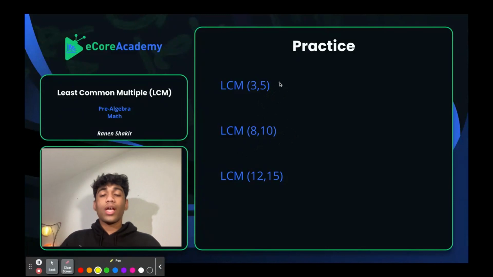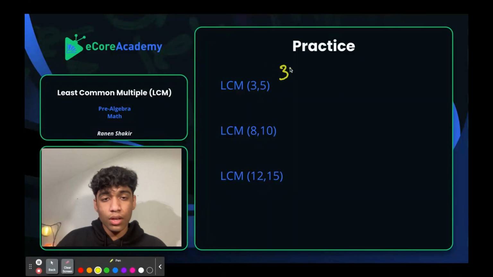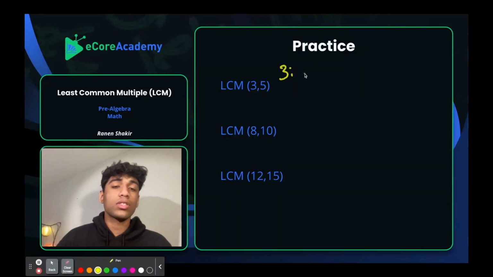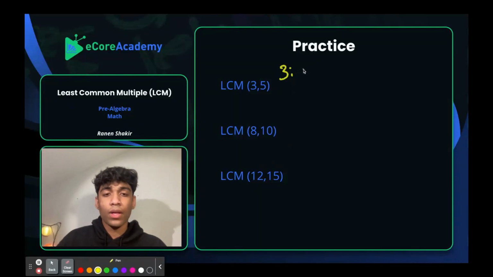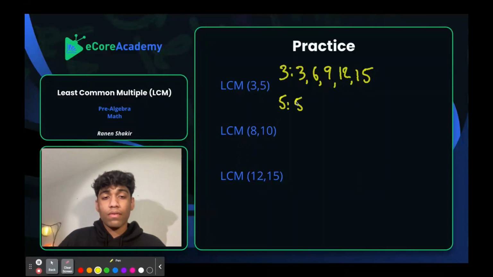For the LCM of 3 and 5, the way I'm going to teach you how to approach this is that we're going to write it out. Once you get used to it and start practicing, you won't have to write it out anymore, but let's write it out for the sake of learning. Let's write out the first 5 multiples of 3. You should have 3, 6, 9, 12, 15. Now let's write out the first 5 multiples of 5. So we'll have 5, 10, 15, 20, 25.